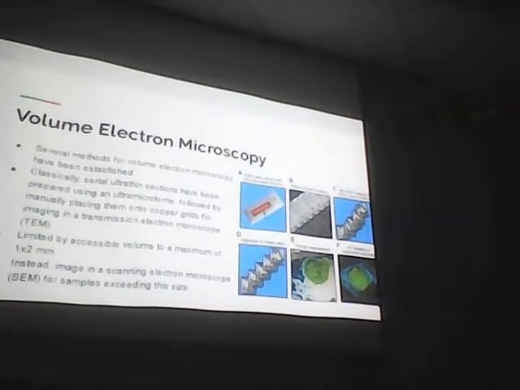Instead, imaging in SEM is used for samples exceeding this size.